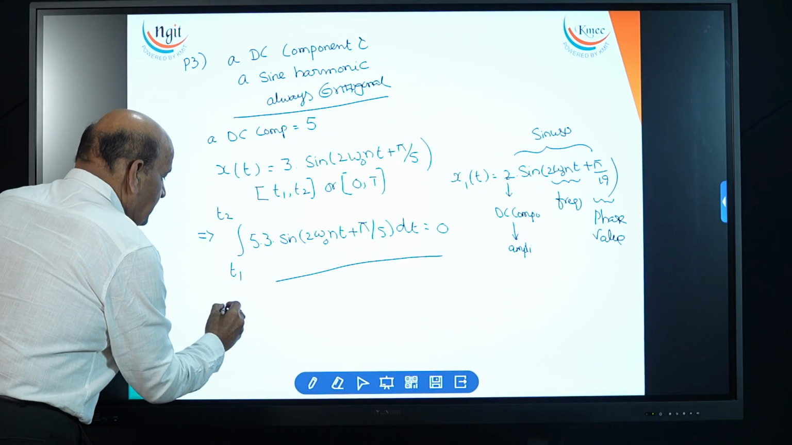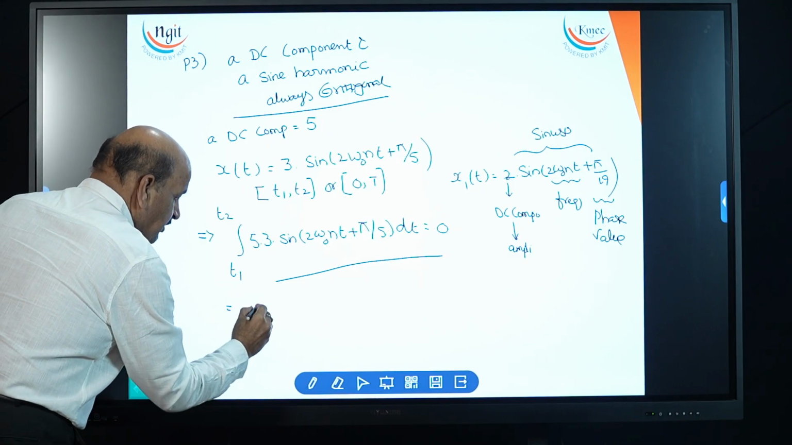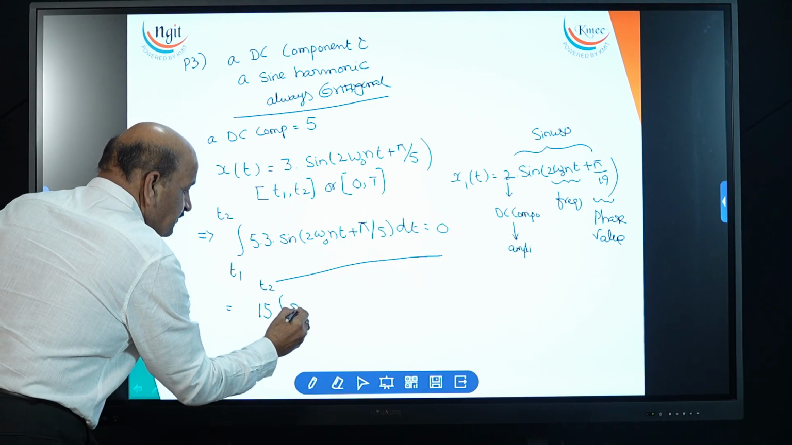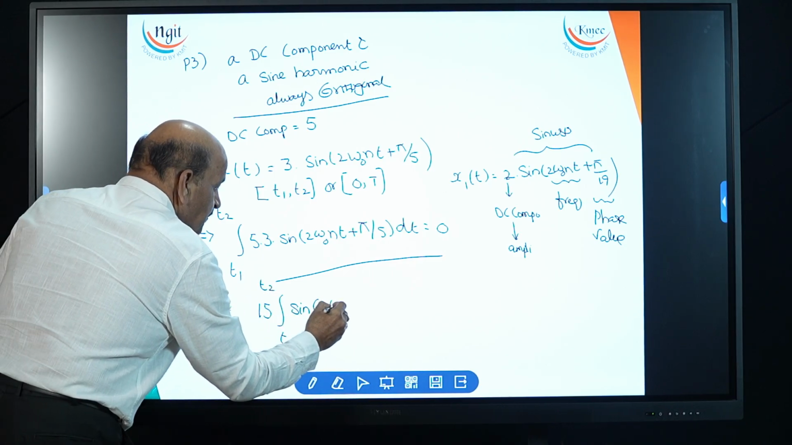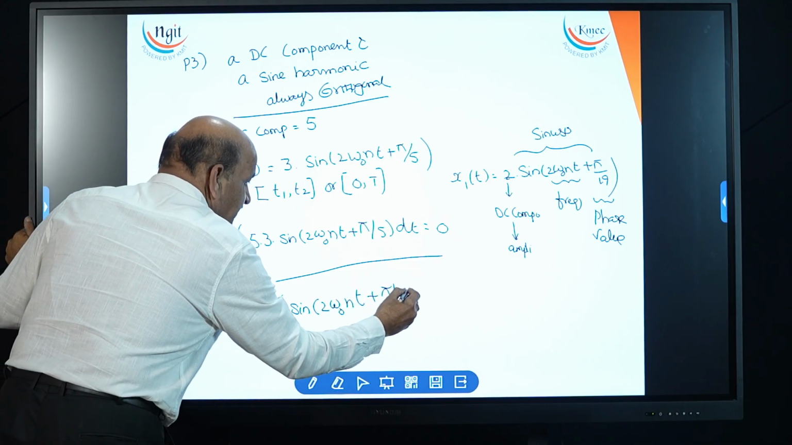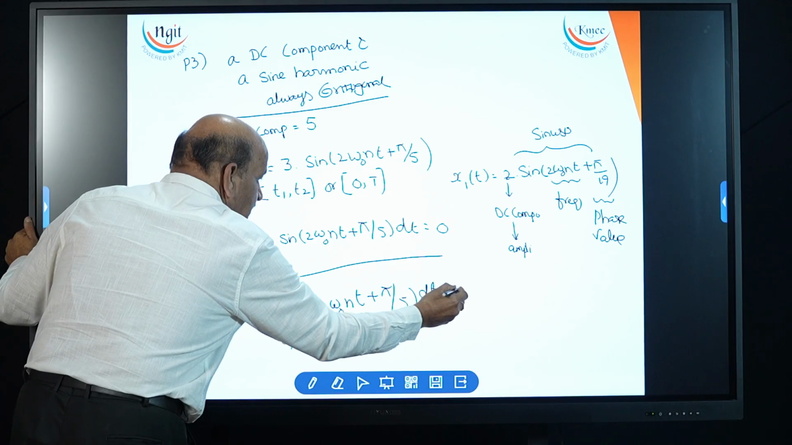Now it can be written as 5 into 3, 15, constant. So 15 times the integral over t1 to t2 of sin(2 omega naught n t plus pi by 5) dt equal to 0.